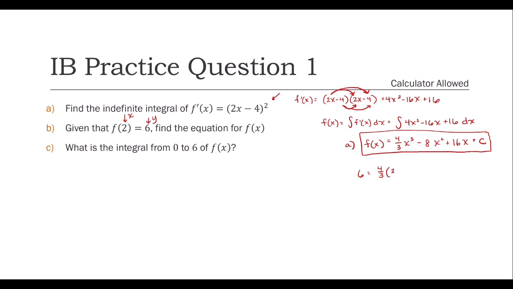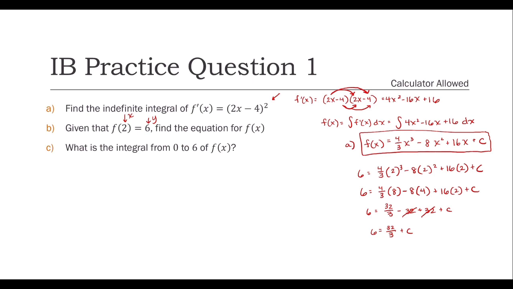So 4/3 times 2 cubed minus 8 times 2 squared plus 16 times 2 plus c. So 6 equals 4/3 times 2 cubed, which is 8, minus 8 times 2 squared, which is 4, plus 16 times 2 plus c. So 6 equals 32 over 3 minus 32 plus 32 plus c. So the minus 32 and plus 32 go to 0. So 6 equals 32 over 3 plus c.